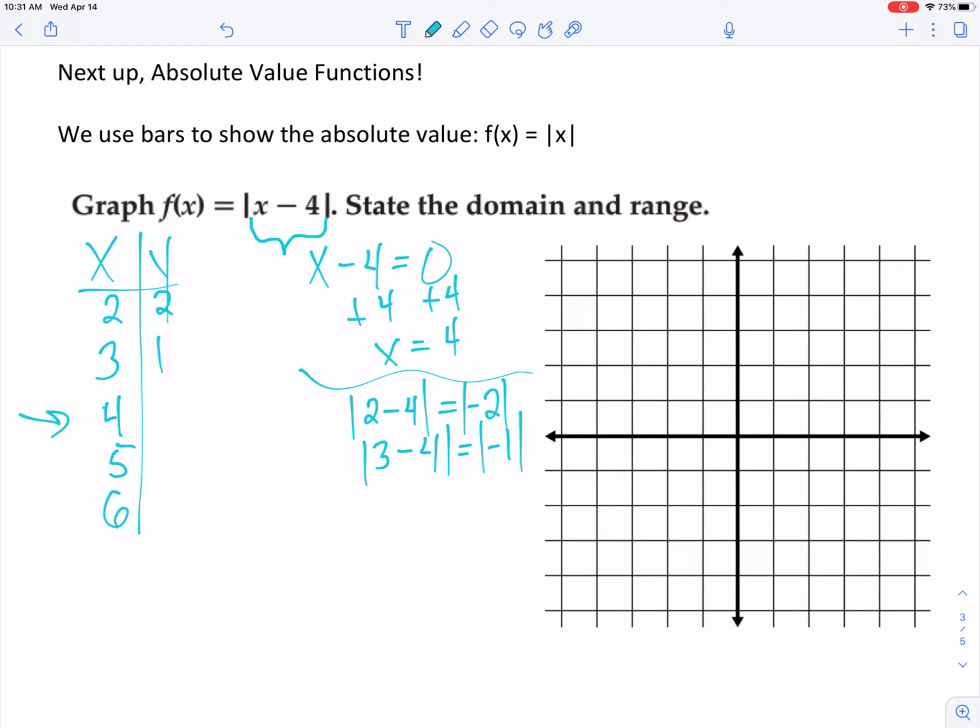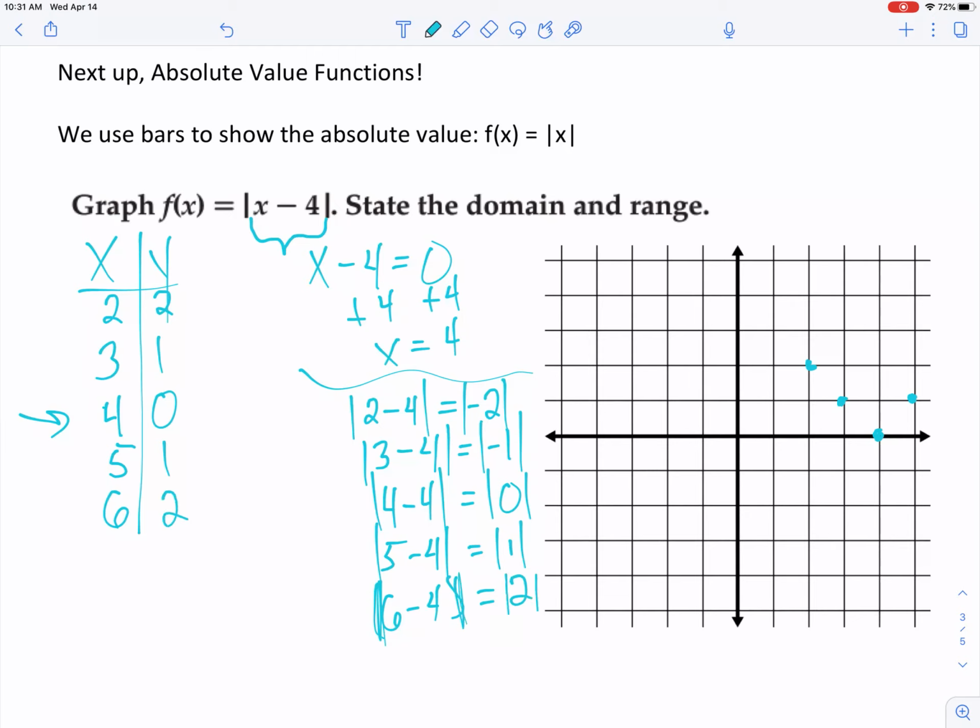Oops, I'm not sure why I went to negative 2 there. Let's try that again. So 2, 2, 3, 1. Next up is 4 minus 4. 4 minus 4 is 0. Drop the bars, drop the negative. That's just 0. It looks like I wrote LOL there. Next up is 5. 5 minus 4 is 1. Drop the bars, drop the negative. It's just 1. And last but not least, 6 minus 4 is 2. Oops, those are supposed to be bars. And the absolute value of 2 is just 2. Right there, give or take.